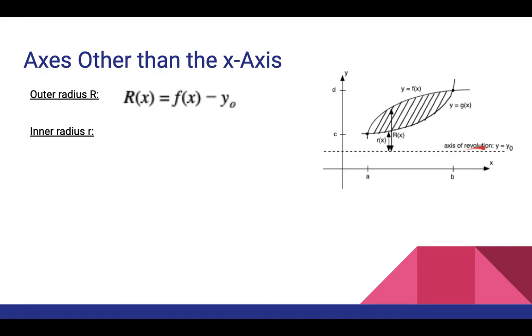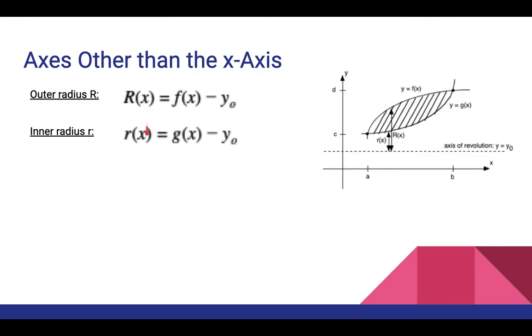Except now, if we're revolving around a line y equals y naught, okay, our outer radius now, instead of being just f of x, is going to be f of x minus y naught. The reason being is that our typical outer radius is f of x, okay, but in this case right here, we can see that instead of going all the way to the x-axis, we're going strictly to y naught. So we're going to have y naught subtracted from f of x to get our new outer radius, okay?